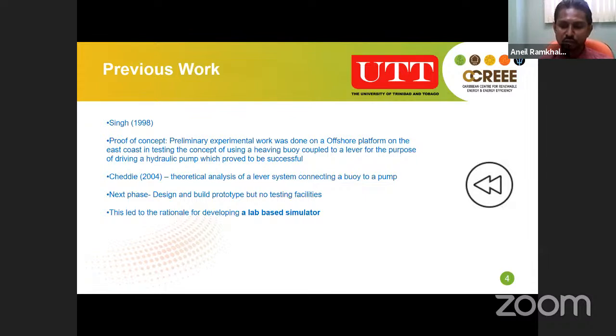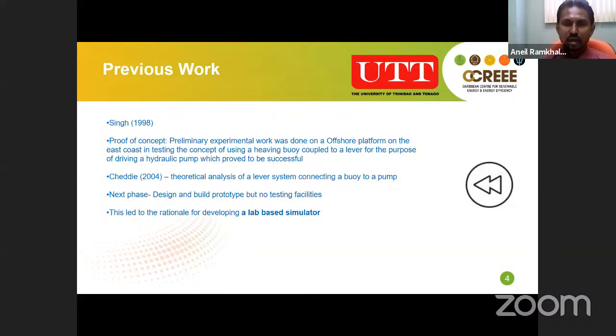And these are wind generated waves. So this led to a simple proof of concept where a student looked at a heaving buoy connected to a lever attached to an offshore platform, essentially for the purpose of driving a hydraulic pump to produce pressurized seawater, and it proved to be successful, right?